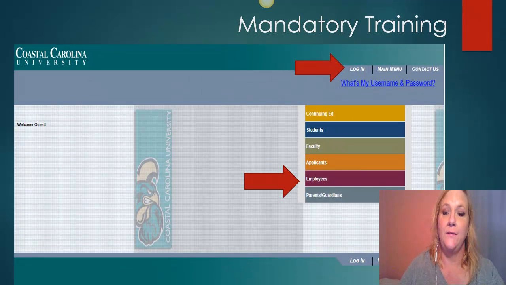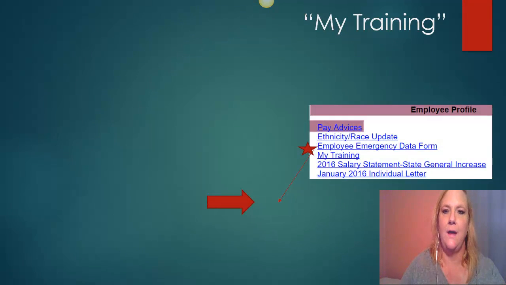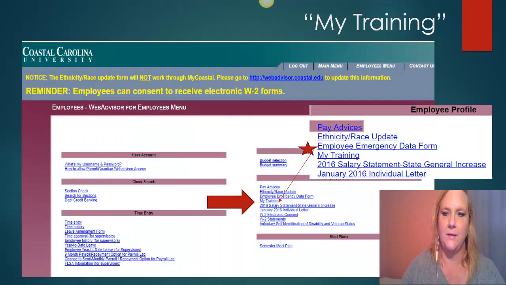Once you have been released to start working on your first day and that first week, you will have some mandatory training to complete that is available online. You will enter your web advisor, log in, and instead of going into the student section where you normally would, you would go in under employees. Once inside the employee section of web advisor, you will locate on the right hand side under your employee profile, My Training. Click on My Training.